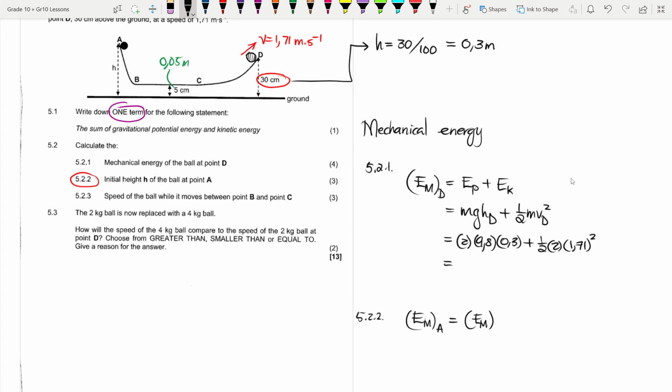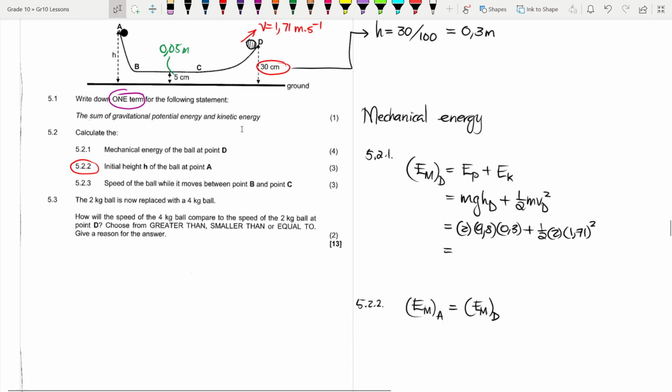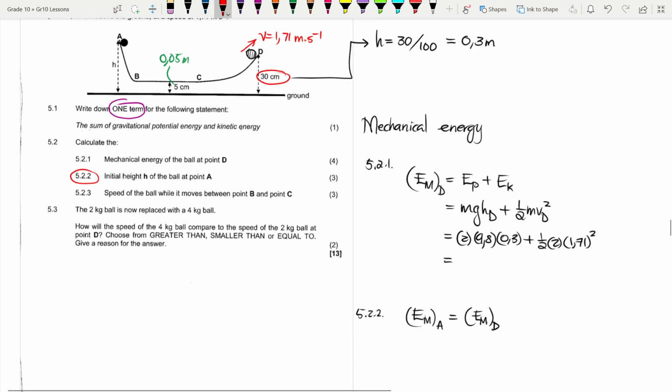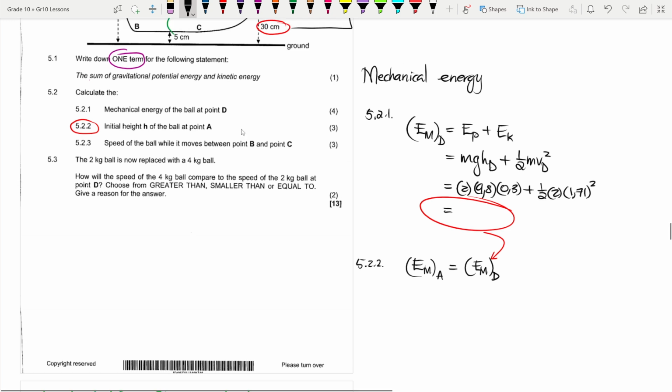Yes, that's very correct. Remember, EM is equal for any point on the track. As long as the ball will reach that point, EM is always the same. So that's exactly what I'm going to do. Now that I know the answer for EM at D, I can use that to find whatever I'm missing at point A.